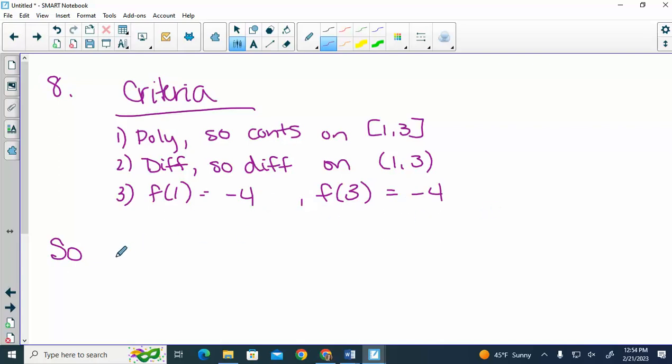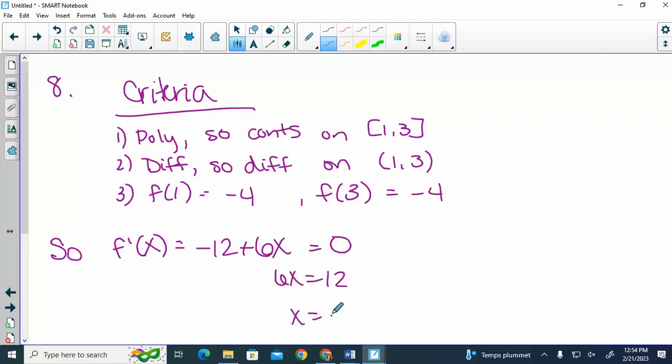Then what Rolle's theorem tells us is somewhere the derivative is 0. So we do our derivative, which would be -12 plus 6x, and it has to be 0. So x is 2. You might get multiple answers. We only want the ones on this interval. So if I got 2 and -2, 2 is the only one I would use. Rolle's theorem tells us some number between 1 and 3 has to make the derivative 0. So the number that worked here was 2.